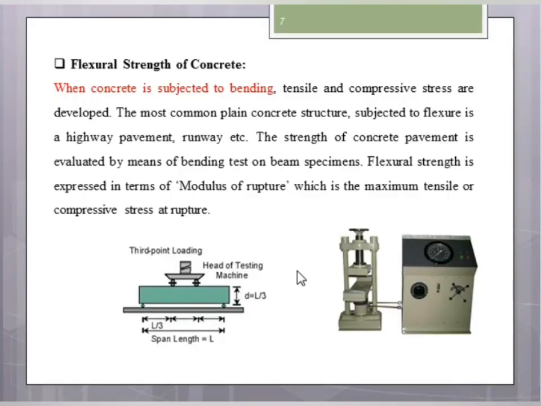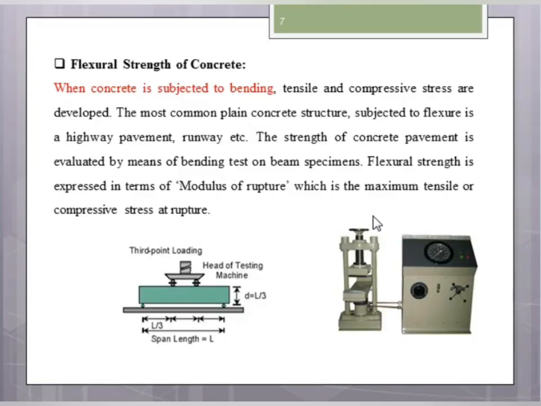So when the concrete is subjected to bending, tensile and compressive stresses are developed. The most common plain concrete structure subjected to flexure is a highway pavement, runway, and so on. As I told you, the strength of concrete pavement is evaluated by means of a bending test on a beam specimen. So, how to conduct this test?